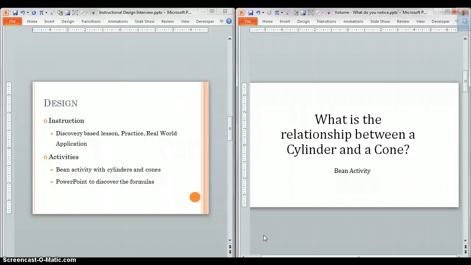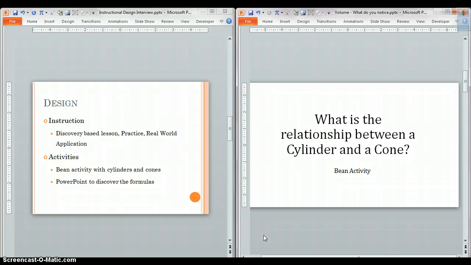So they're going to be given beans, and they actually have to count out how many beans the cylinder will hold and how many beans the cone will hold. They should be able to see that if you divide the cylinder by the cone, it should always equal 3, that it would be 1/3 the size of that.